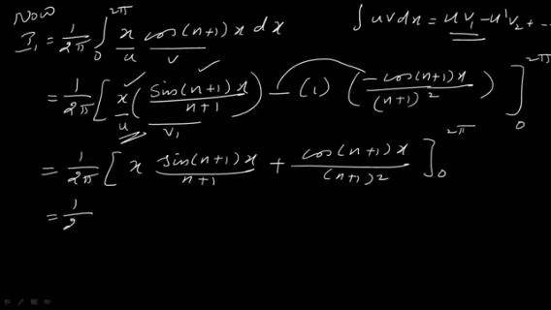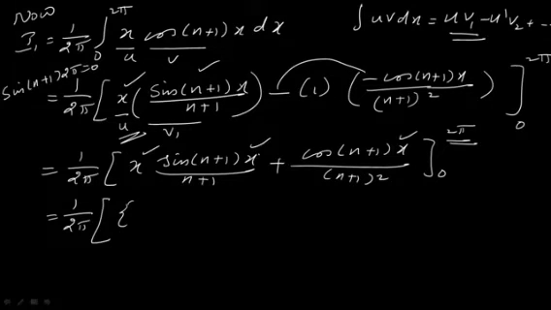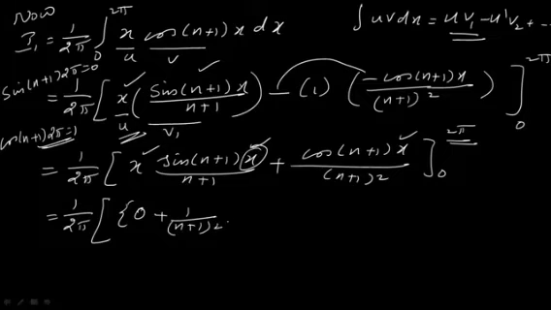Now let me substitute the limit. For that, first substitute the upper limit. So that is equal to 1 by 2 pi of, put a big parenthesis, inside that you have a sub parenthesis like this. So first let me substitute the upper limit. Here, as I already told you, sin (n plus 1)2 pi is 0. So if you replace x by 2 pi, this term becomes 0 plus cos (n plus 1)2 pi. You know cos (n plus 1)2 pi value is 1, so that is 1 divided by (n plus 1) the whole square.